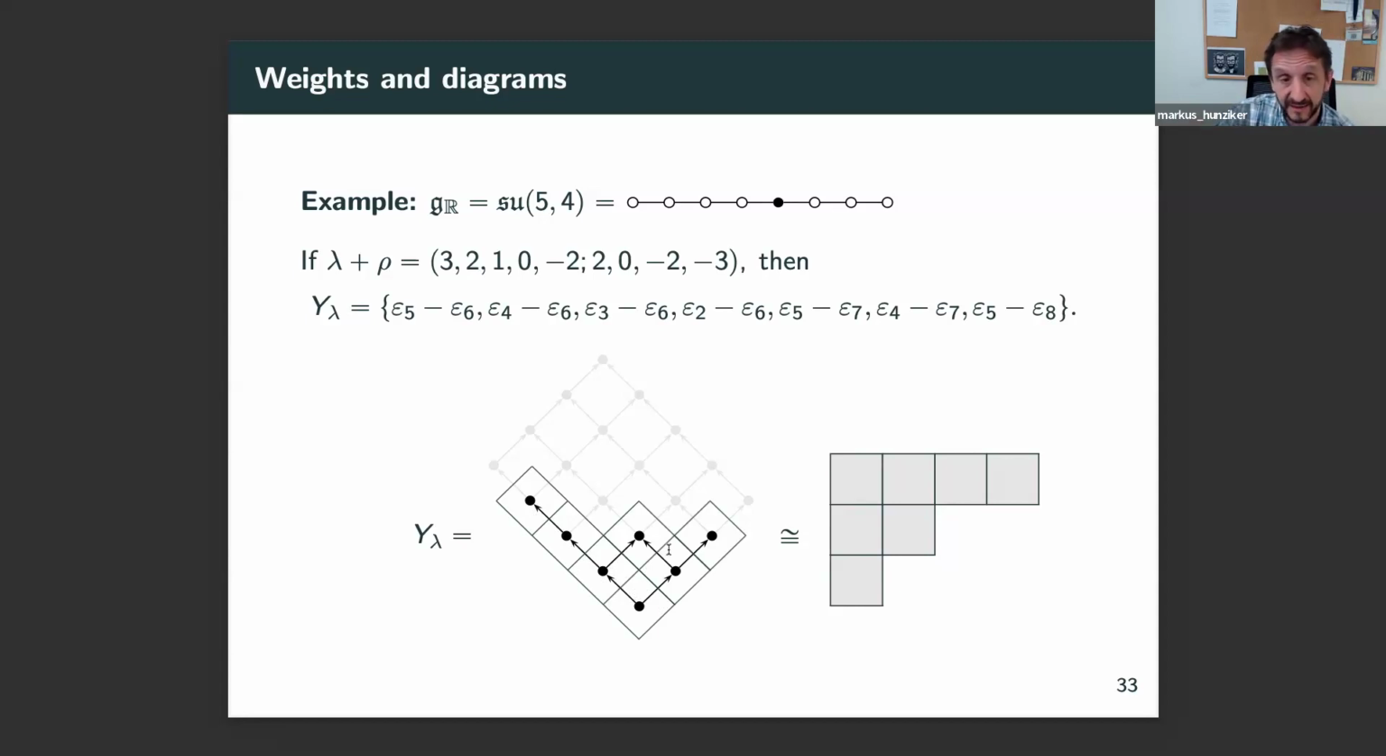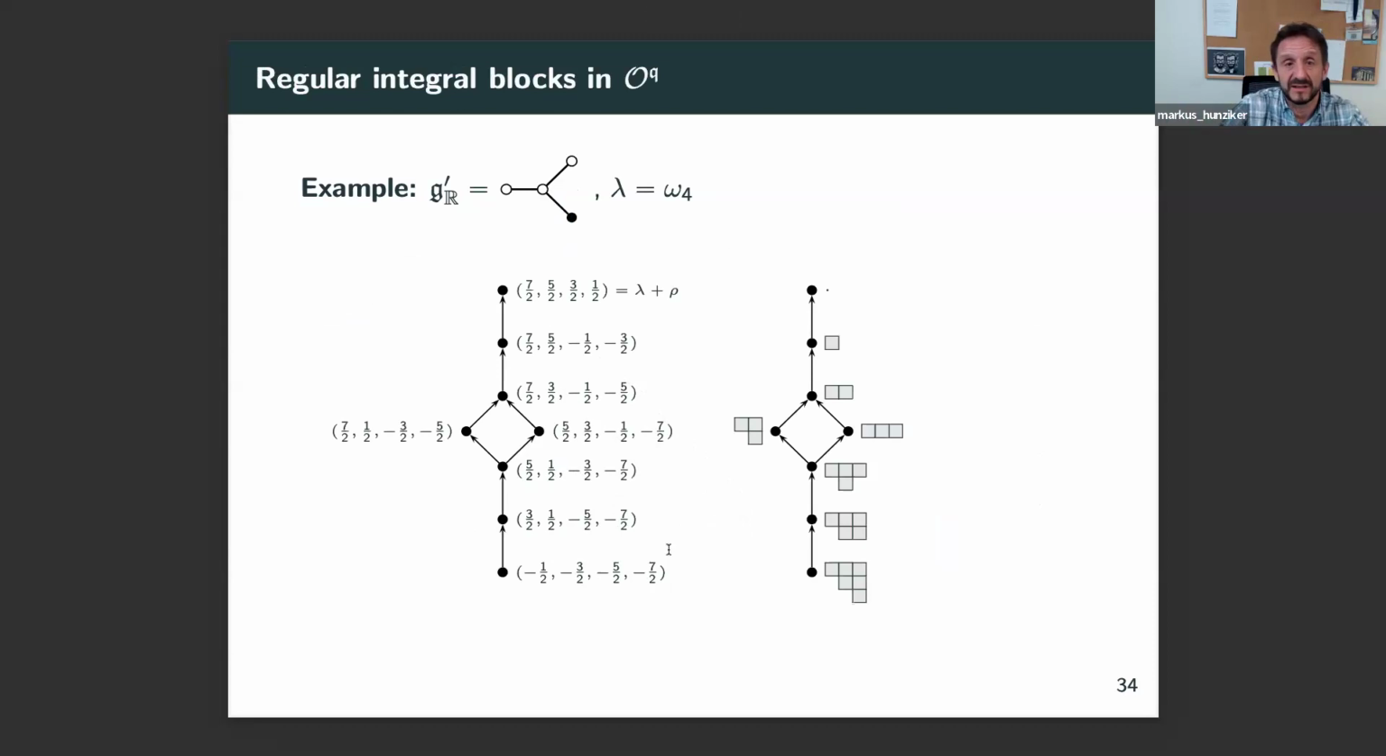These lower order ideals can be used to describe regular integral blocks in this parabolic category O^q. For example, for this real Lie algebra, or if you want the maximal co-minuscule parabolic, if you look at all lower order ideals corresponding to the weights in the so-called block of this lambda plus rho, where lambda is the highest weight of a certain spin representation, you will get a nice description of all these highest weights in this block in terms of these diagrams Y sub mu, where mu plus rho is in the Weyl group orbit of lambda plus rho.